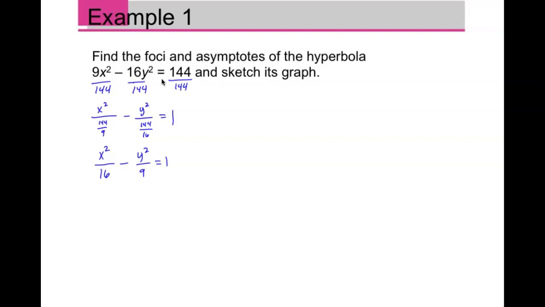So what's our take? Is this a horizontal hyperbola or a vertical hyperbola? It is horizontal because x is the first variable, right? And order matters in a difference, so it's horizontal. So from this, I can tell that a squared is 16, so a is 4. And I can also tell that b squared is 9, so b is 3.